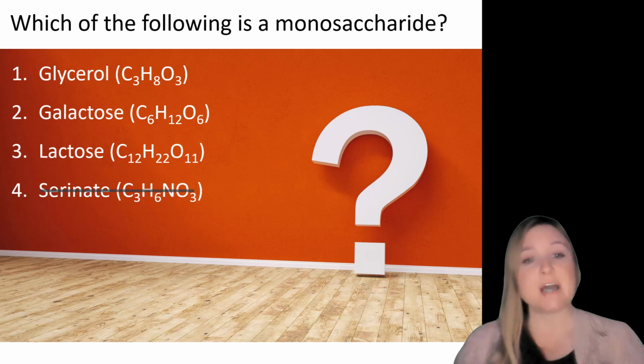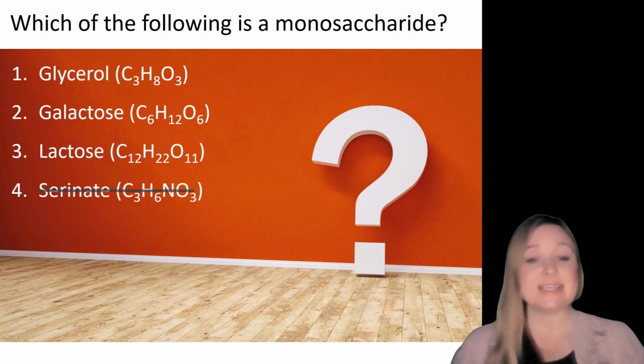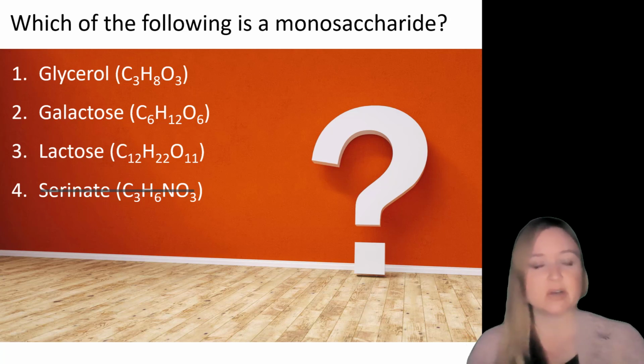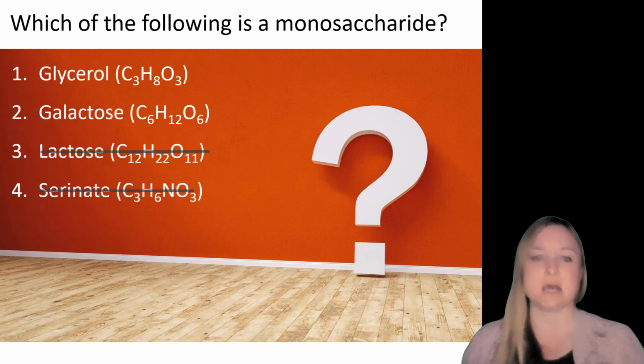Now we know that monosaccharides usually have between 3 and 7 carbons. So when we look at how many carbons are found in glycerol, galactose, and lactose, we can see that lactose has 12 carbons in it. C12H22O11. Okay, so that's more carbons than you would find in a monosaccharide. And you might remember lactose is a disaccharide, right? So we can cross out lactose. It has too many carbons to be a monosaccharide.